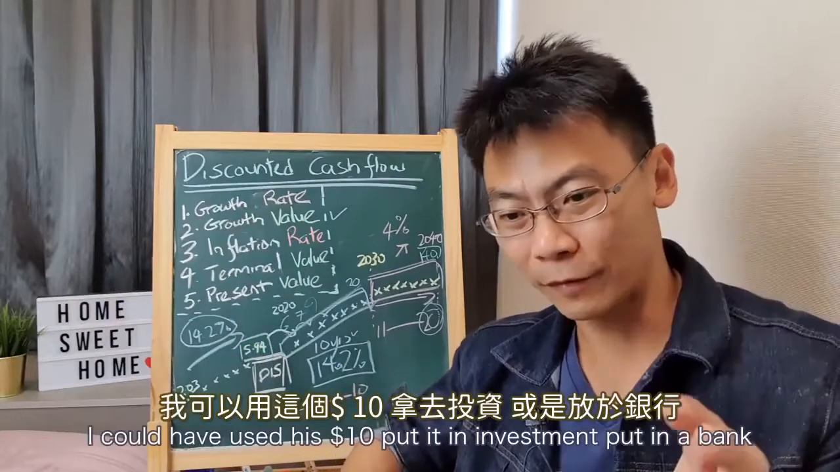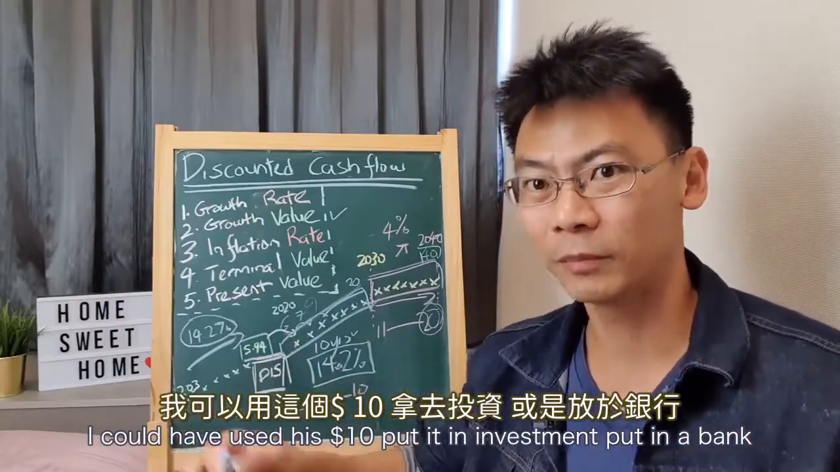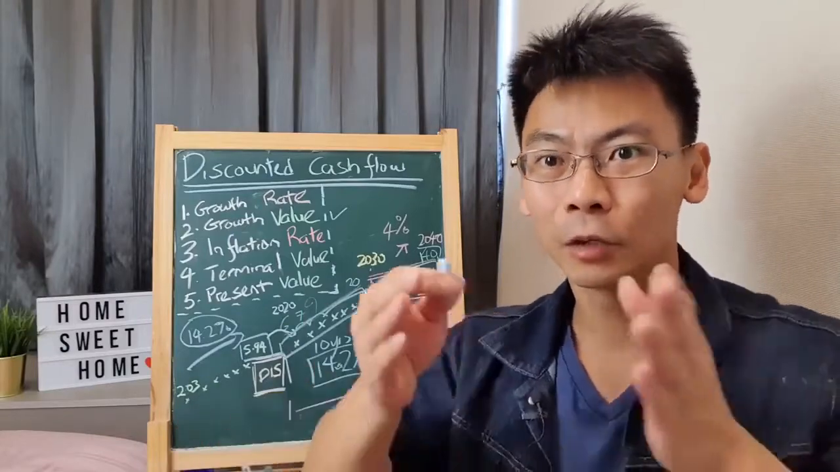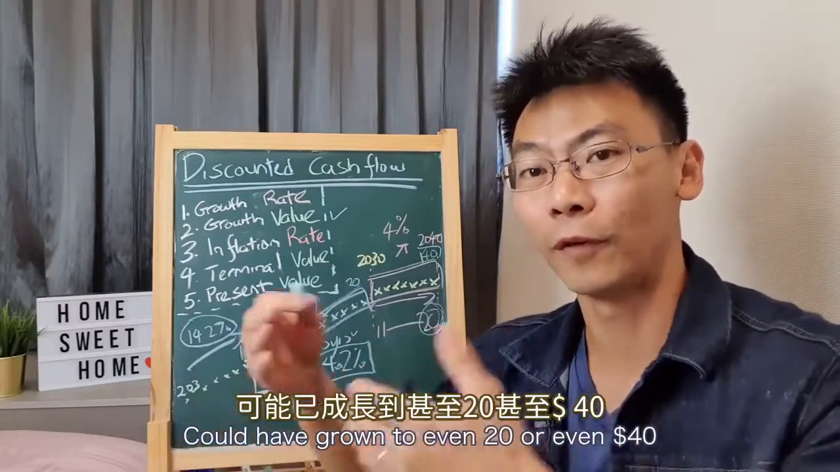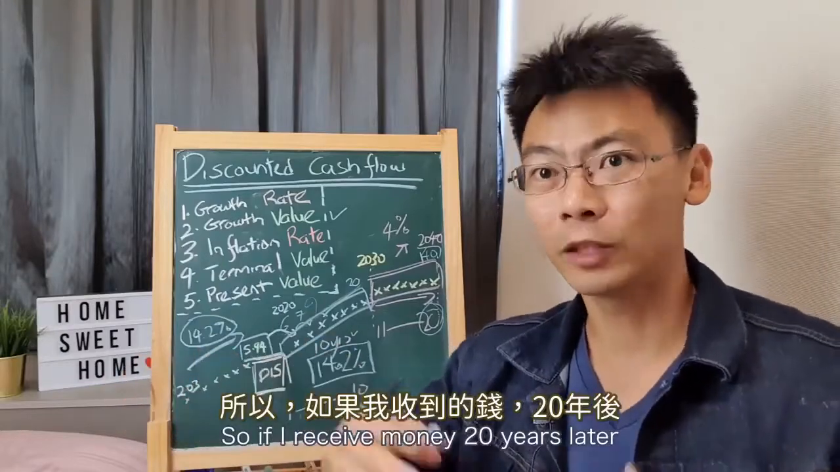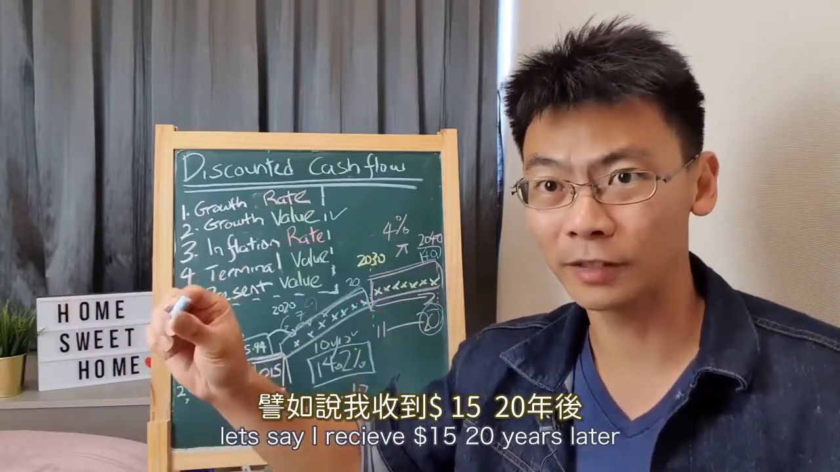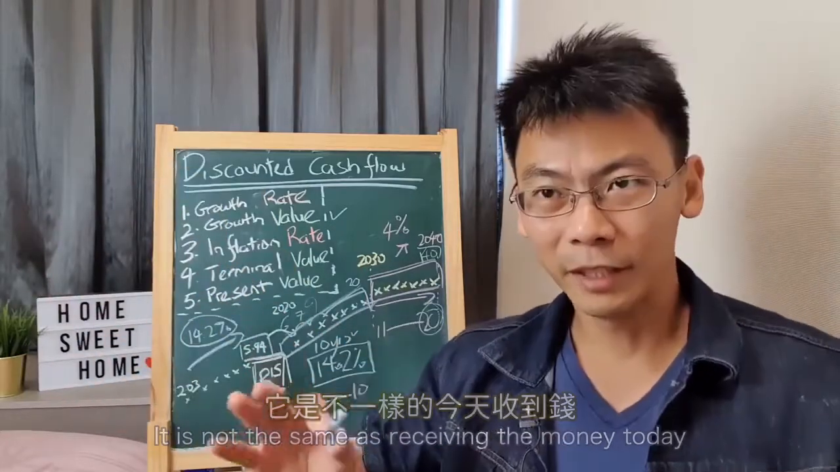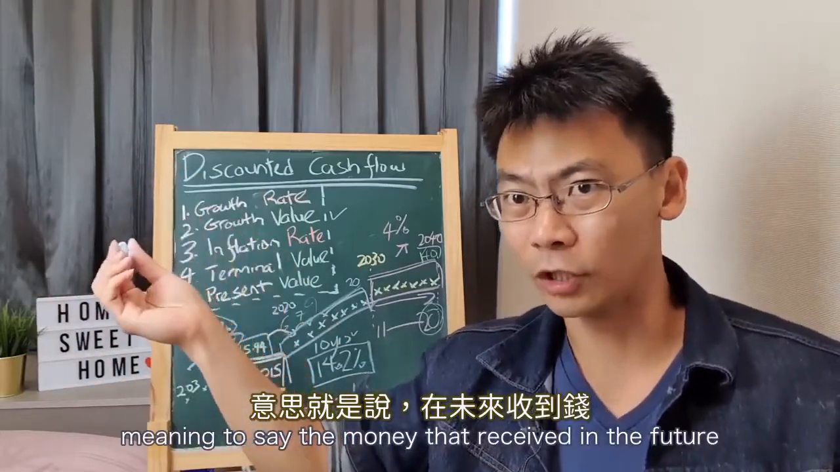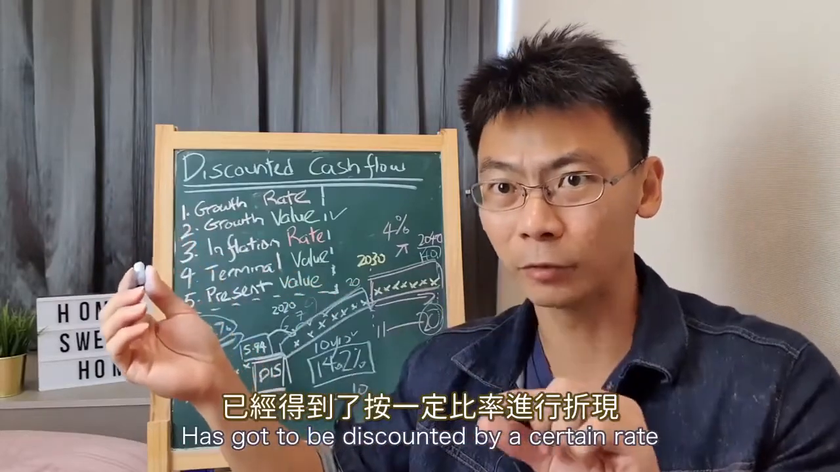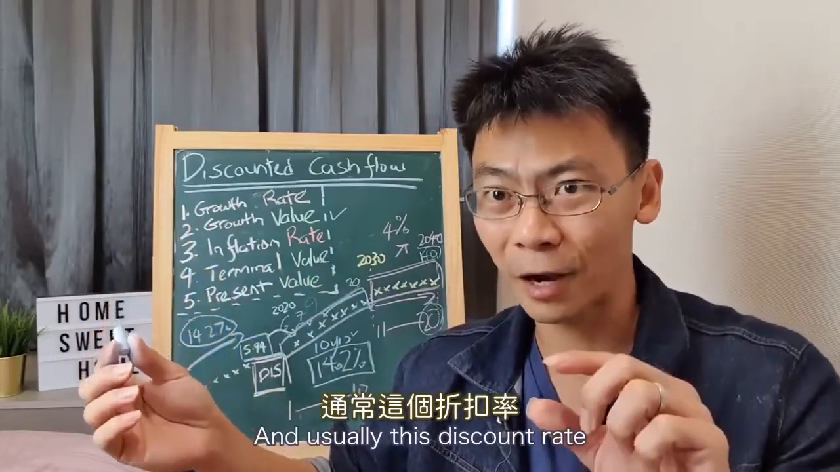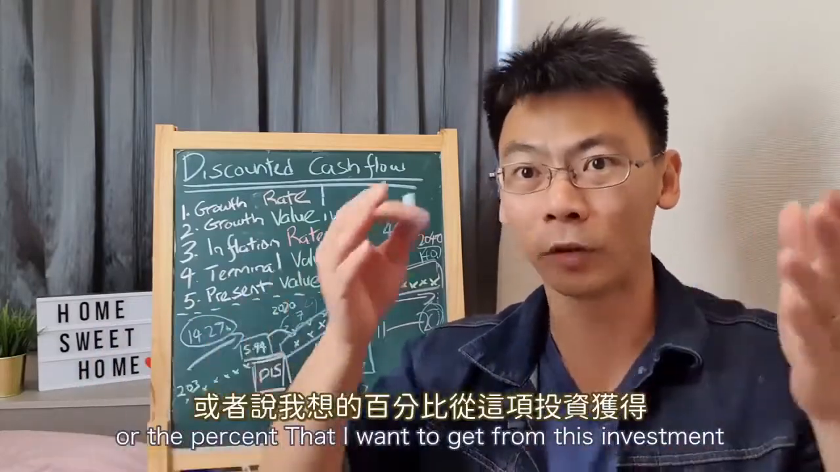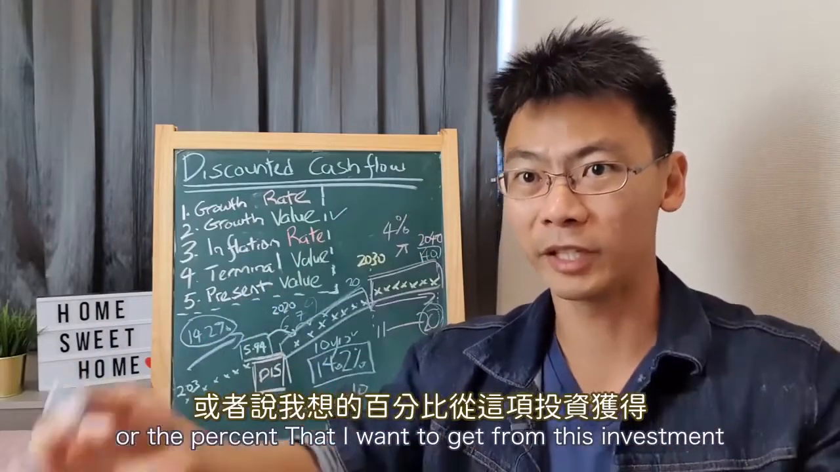Reason being, I could have used this $10, put it in an investment, put it in a bank, or put it anywhere that gives me interest, and this $10 could have grown to maybe $20 or even $40. So if I receive money 20 years later, let's say I receive $50 20 years later, it is not the same as receiving the money today. Meaning to say the money that I receive in the future has got to be discounted by a certain rate. And usually this discount rate is based on the percent that I can get from other investments or the percent that I want to get from these investments.